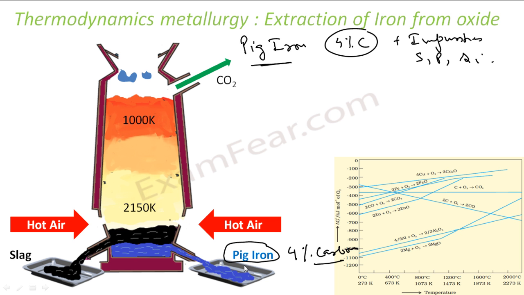Now, a little better quality than pig iron is cast iron. Cast iron has 3% carbon. It has lesser impurities, but again this is also hard and brittle.